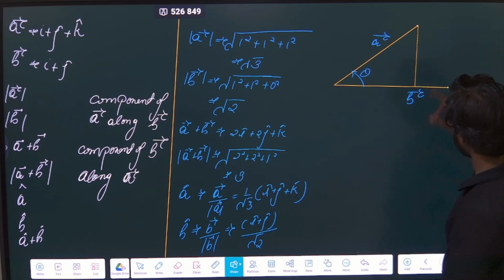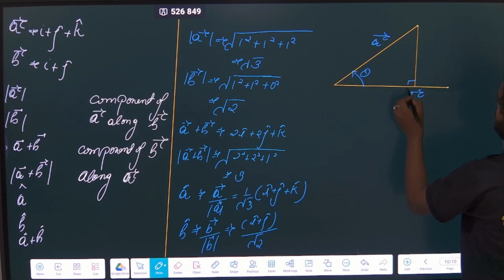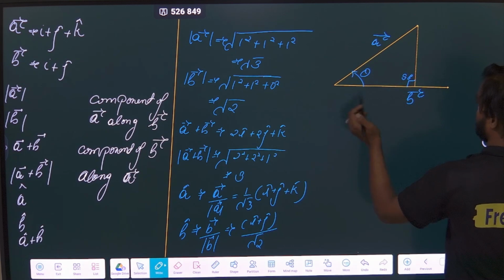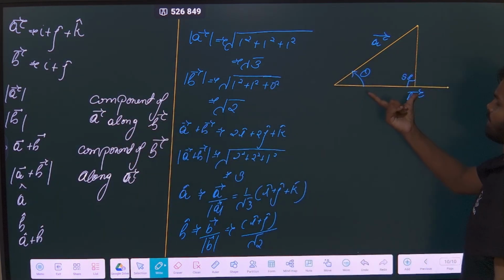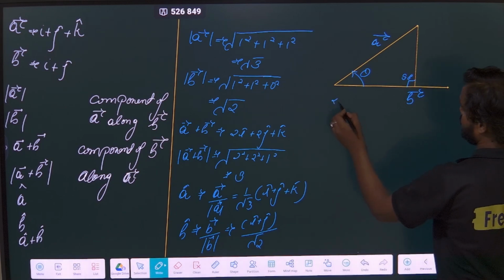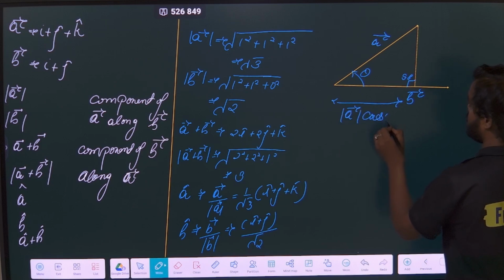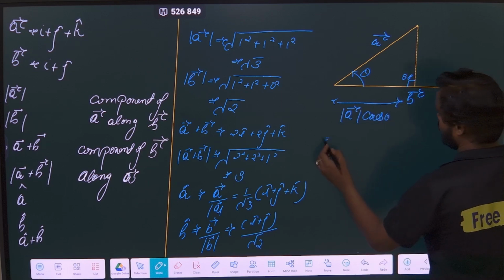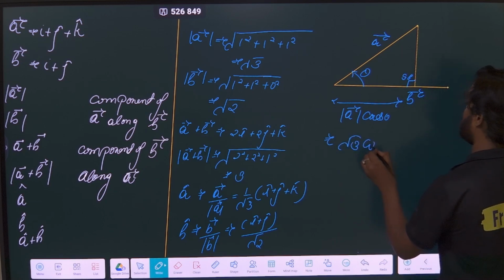So you draw a perpendicular and mark it. After that, take the projection on this vector, because I have to find the component of A which is along B. So you have to find the projection along this. So this will be how much? I explained earlier how to take the component: mod of A into cos theta. Correct? See, what is mod of A? That is root 3. What is cos theta? How will you find it?